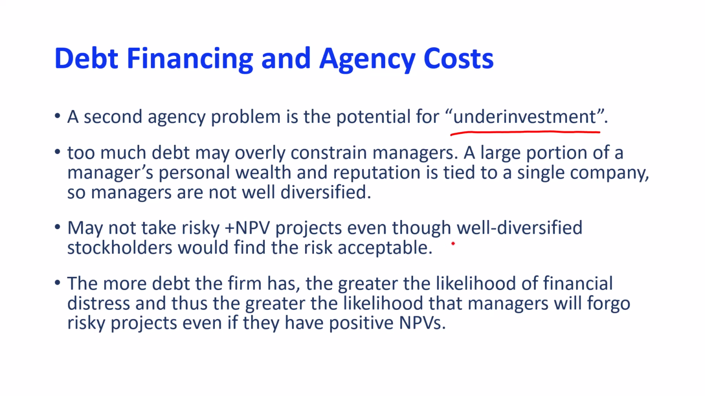So the more debt the firm has, the greater the likelihood of financial distress and the greater the probability of bankruptcy. Because of that, there is a greater likelihood that the managers of this company will forgo these risky projects even if they have positive NPVs. Because if any of those projects fail, then they have reputational costs for the managers, and of course they're going to lose a lot of their own personal wealth.